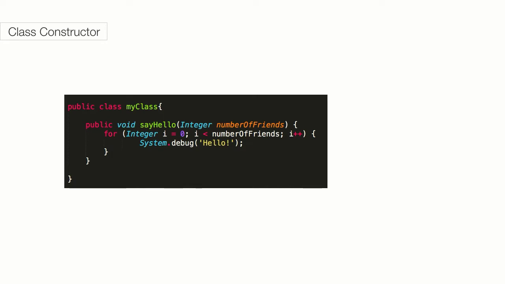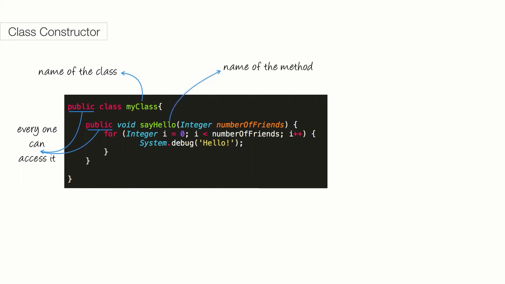Let me run you through this example. My class is the name of the class. This keyword public means that other Apex code in the Salesforce instance can access it. We have this method called sayHello that doesn't return anything, so you have the keyword void. In case the method was returning some value like a number, you would not use the keyword void.